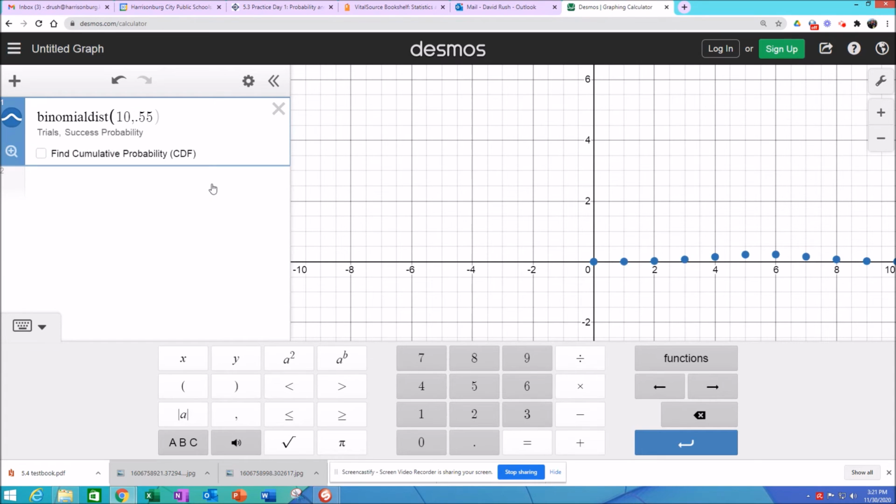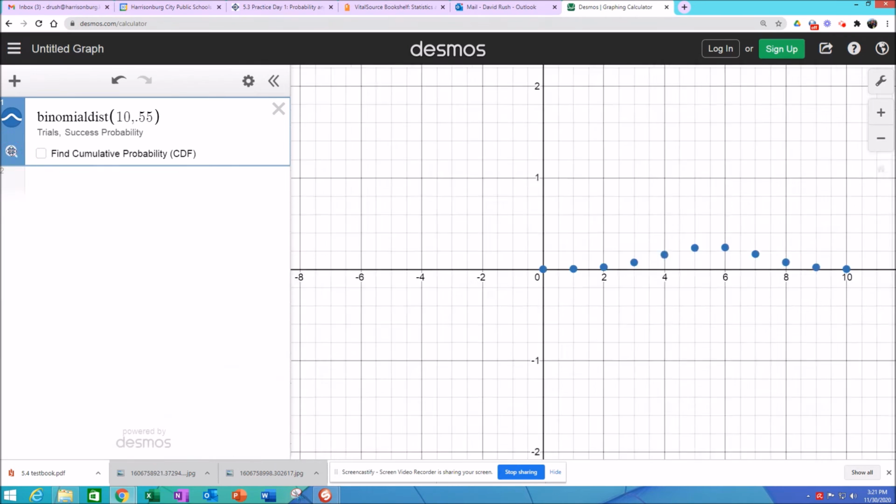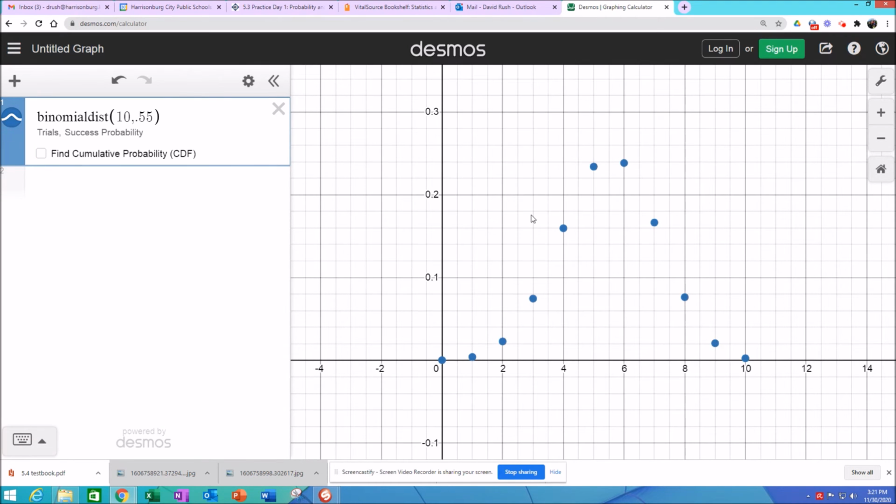So the probability of getting 0 was just about 0. So that means 0 days out of those 10 getting a red light. It's very, very slim. Getting 1 red light would happen 0.004% of the time. Getting 2 red lights, a little bit more likely, 0.02, so 2% of the time. 3 red lights would happen 7% of the time. 4 red lights, 4 out of the 10, happen almost 16% of the time. 5 red lights, about 23% of the time.